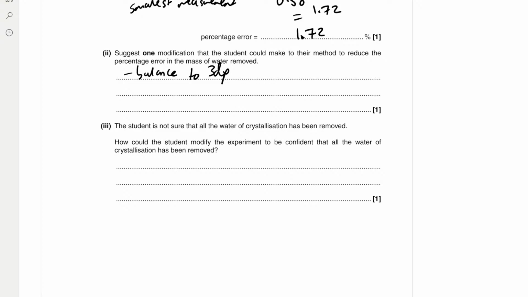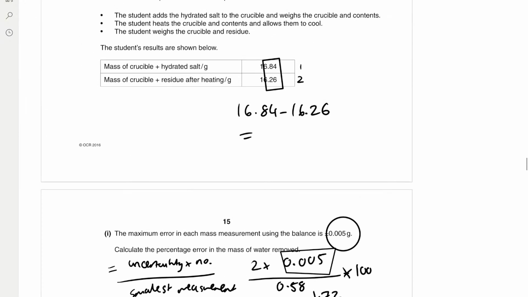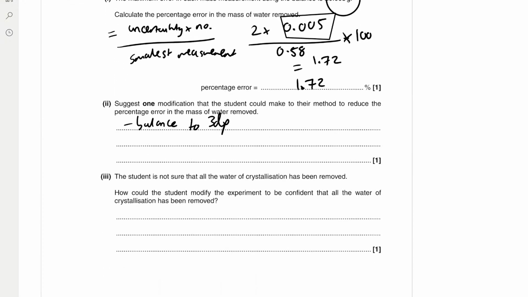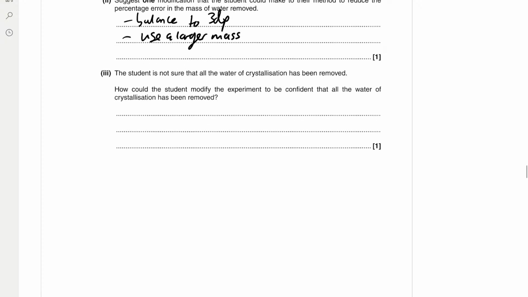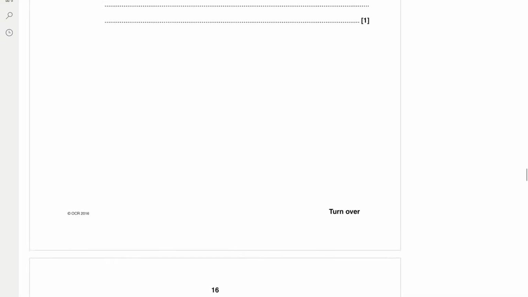And then you could increase your masses. So then you get a larger measurement, because it's just a ratio really. So if you increase that mass on the bottom, then you decrease the percentage of uncertainty. And then the answer that I said before, that's the correct answer for this, because they're not sure that it's all been removed. So they need to modify it to check that all of it has been removed.